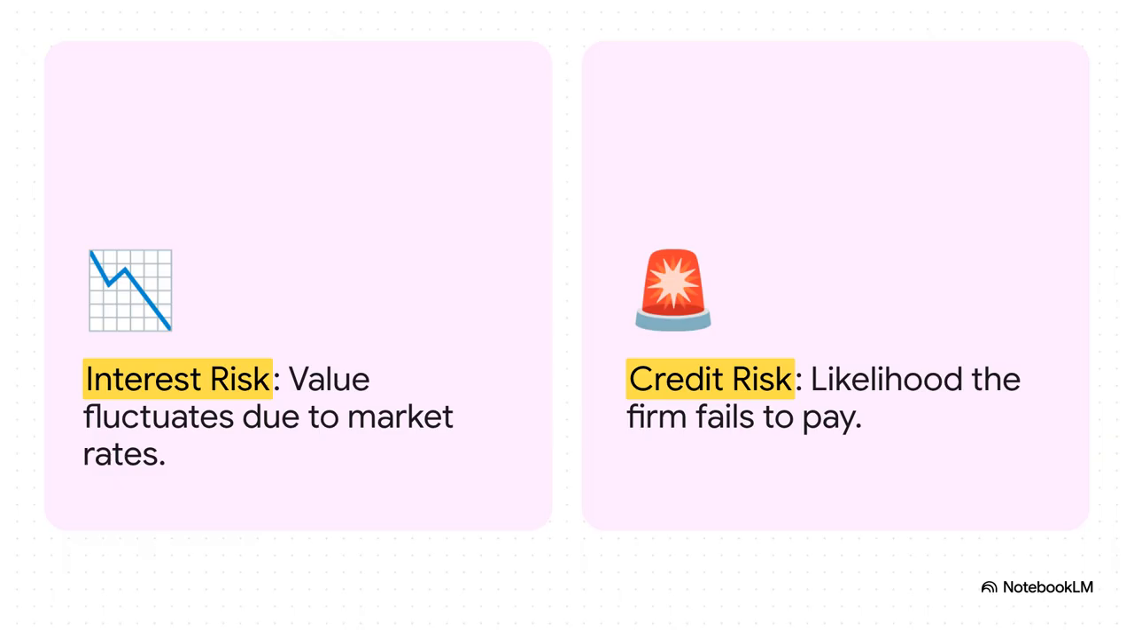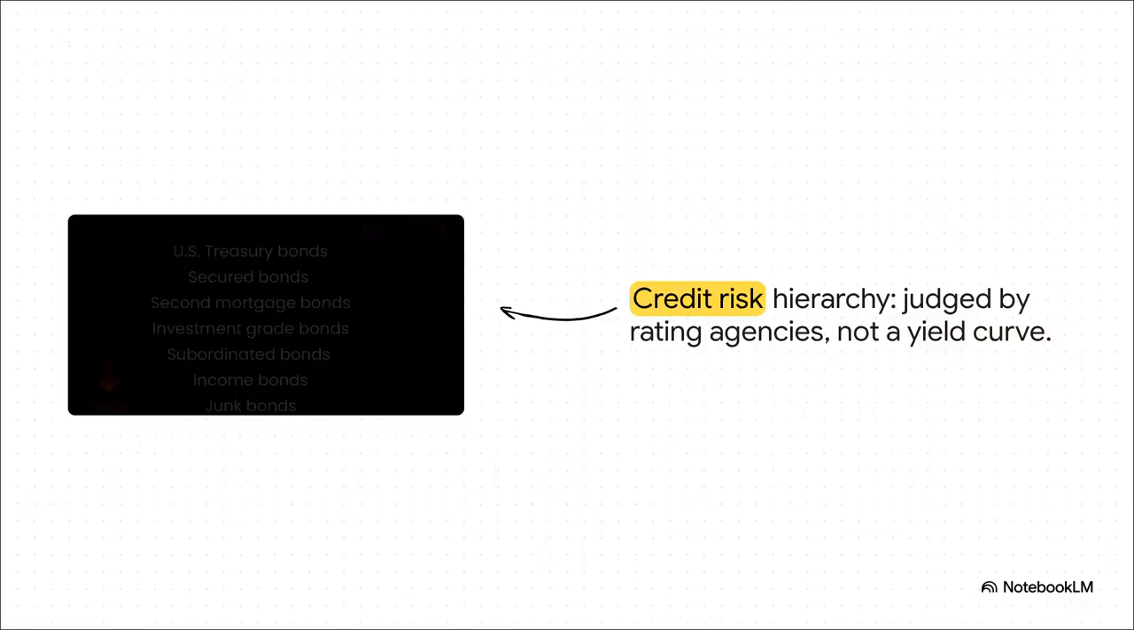Credit risk, on the other hand, is entirely about the company itself. It's the actual likelihood that the firm goes bankrupt and totally fails to pay you back. One is just market pricing, the other is about borrower survival. Now, what's really interesting about this is how it visually maps out that credit risk we just talked about. Notice how duration isn't the focus here at all. We are purely looking at creditworthiness.